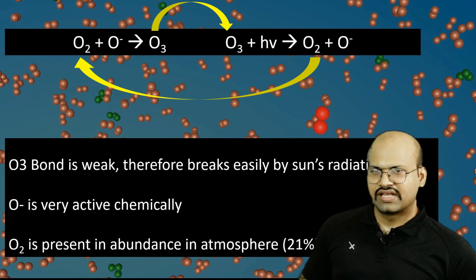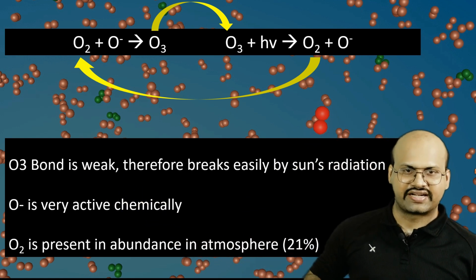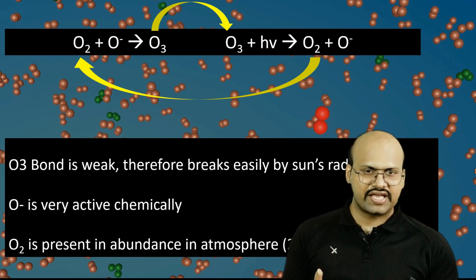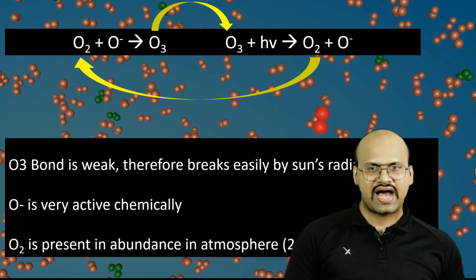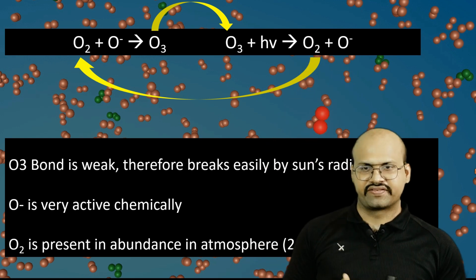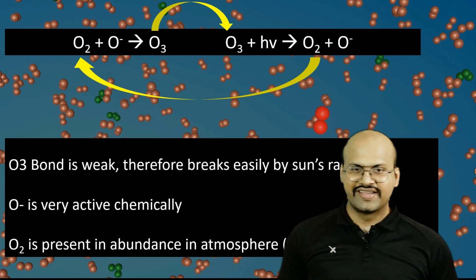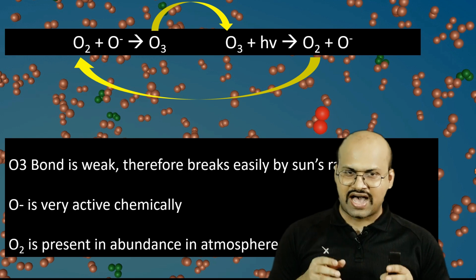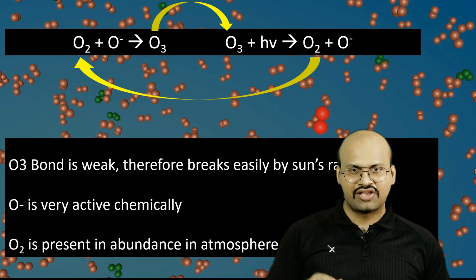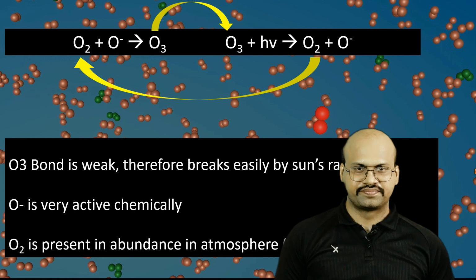We have already seen that the ozone bond is weak, therefore it breaks easily by sun's radiation. That is, whenever a photon collides with the ozone molecule, it will break into oxygen molecule and oxygen ion. We can see this reaction over here. Now this oxygen ion is very active, so it will again quickly combine with an oxygen molecule. Remember, the concentration of oxygen molecule is higher compared to the concentration of ozone, so the probability of this oxygen ion combining with an oxygen molecule is higher.